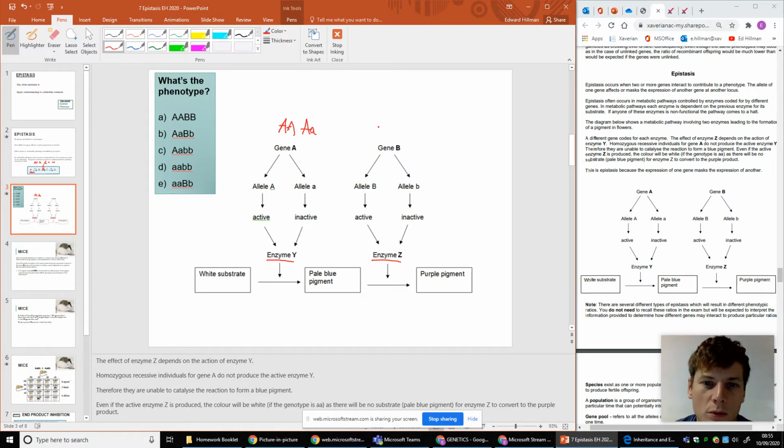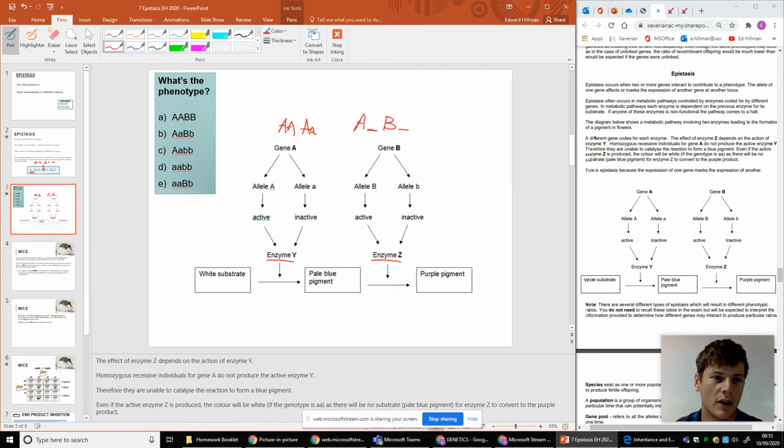So a person who was, let's add these two things together now, either homozygous dominant or heterozygous for A. So I'm just going to put a little space in there to say that they could be either of those two things, and possesses at least one dominant allele for B. Well, they can produce enzyme Y, converting the white substrate into a pale blue pigment. They can also produce the enzyme Z, which takes the pale blue pigment into the purple pigment.